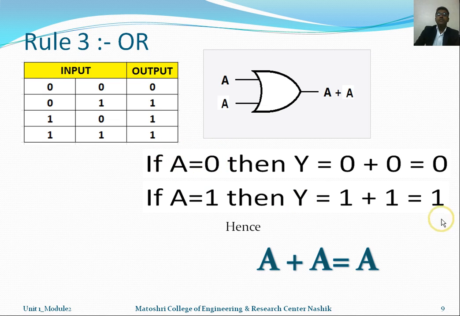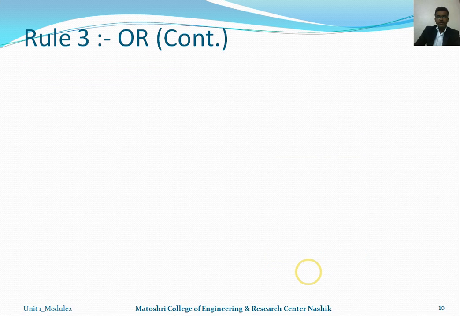The output Y is 1, which is the same value as the input you apply here. Whatever input value you apply, the same output is generated. So the value of A OR with A, the output Y, is nothing but A. This is one of the most important rules. Now, another rule for the OR logic gates.